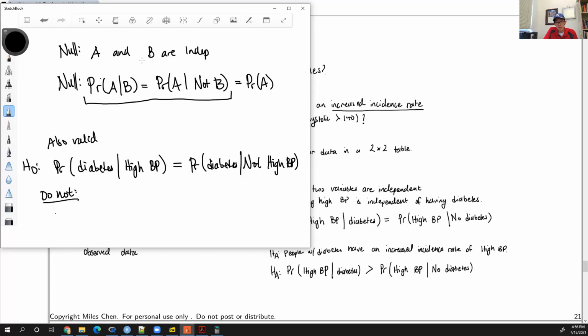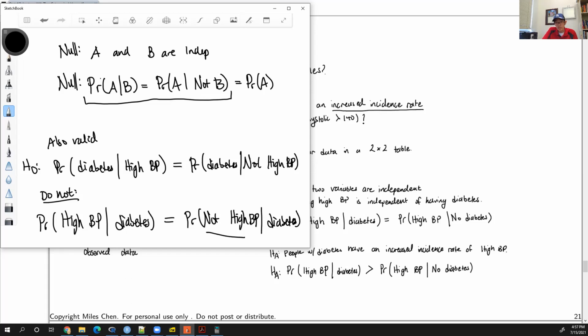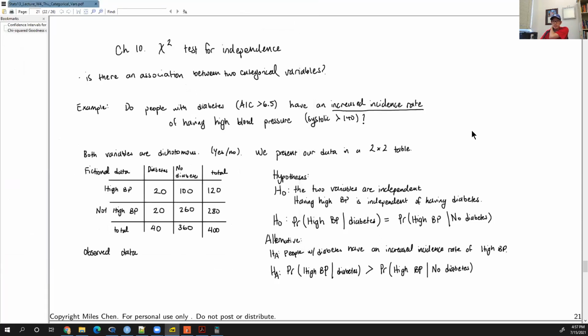and this is important, do not do this. Don't do probability of high blood pressure given diabetes. Is that equal to the probability of not high blood pressure given diabetes, or something like this? This part and this part need to be the same. It's the probability of A given B versus A given not B. You can't change up this from A to not A or something like that. So don't do that. We'll just leave this like this. All right, so this is what we're going to do.